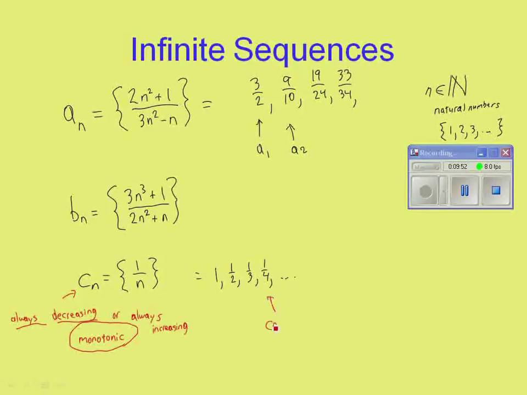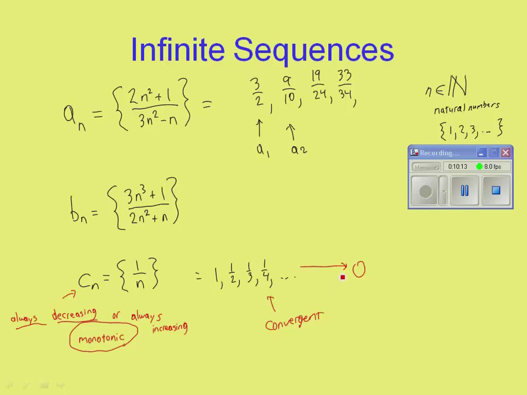Convergent. Does that make sense to people? C sub n is convergent? Why? It approaches 0. It's convergent.